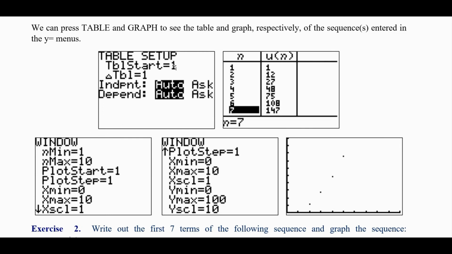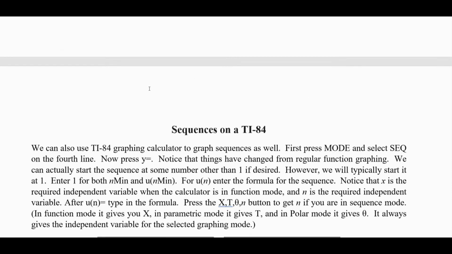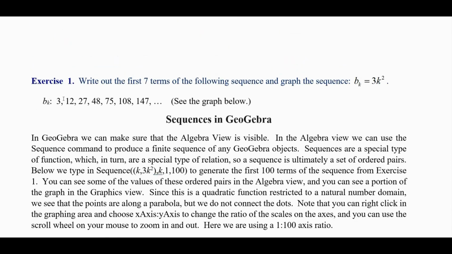You can hit table setup, tell the table to start at 1 and go up by 1, put these on automatic, and the table will show you the first 7 n's and the corresponding outputs here. If you scroll up to 0 or negative, it will give you an error message here, so it's undefined. But we can scroll down to see more terms, the 8th or 9th, 10th, 11th term. So that's one way to get the terms with technology that we did by hand up here.